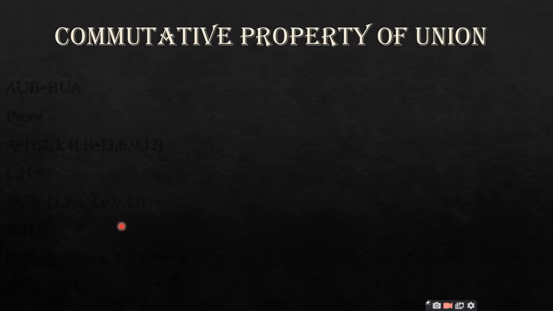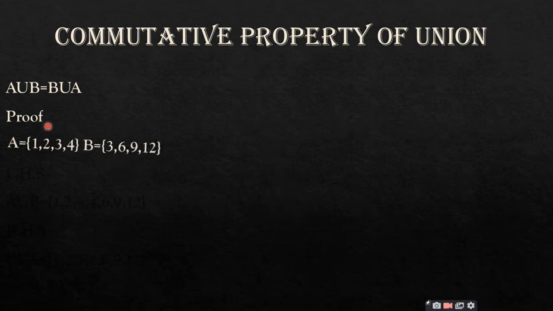Let's prove commutative property of union. Commutative property of union states that A union B is equals to B union A. The order of the sets in both sides are changed. So let's prove this property. We have two sets, set A and set B. Set A is a set of number 1, 2, 3 and 4, and set B is a set of number 3, 6, 9 and 12. First, we will solve the left hand side, which is A union B.